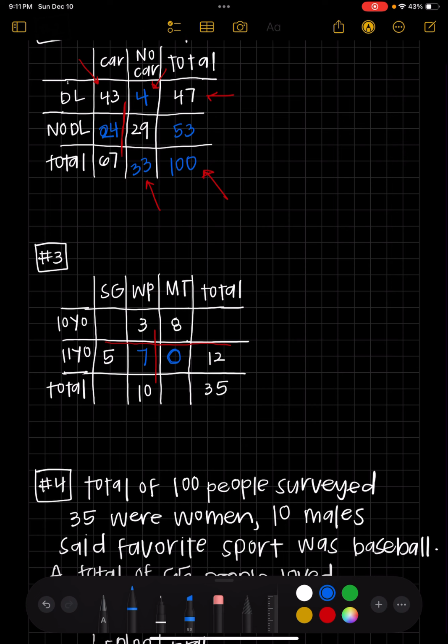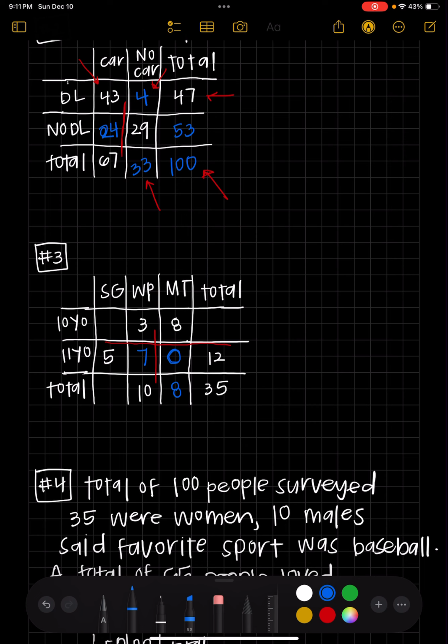Okay, so now we have a little bit more information. We can actually now finish off the movie theater column. We know there are 8 10-year-olds that like movie theaters and 0 11-year-olds that like movie theaters, so the total amount of movie theater lovers would be 8 plus 0, which gives me 8.